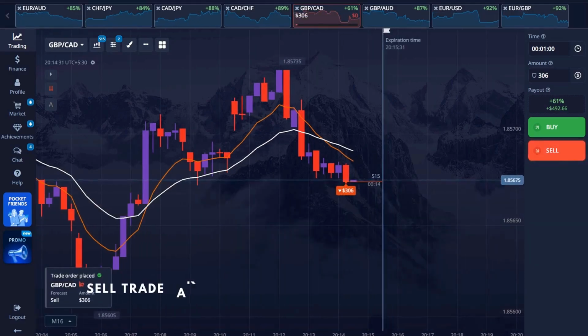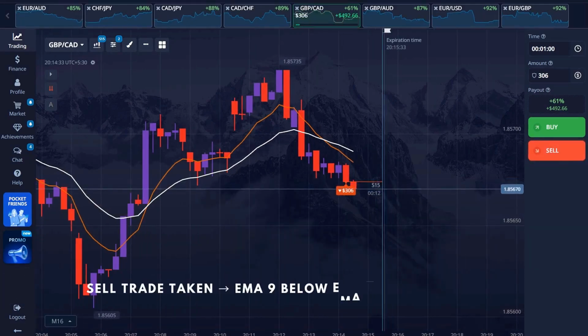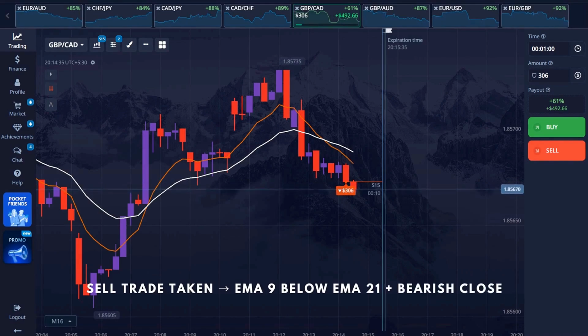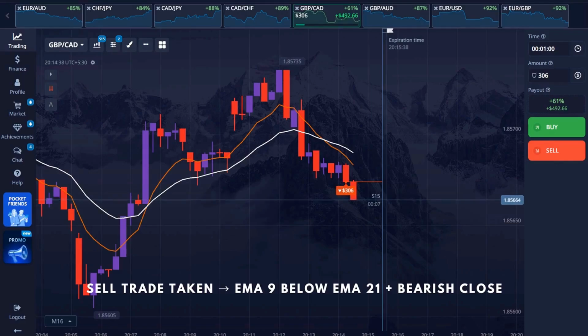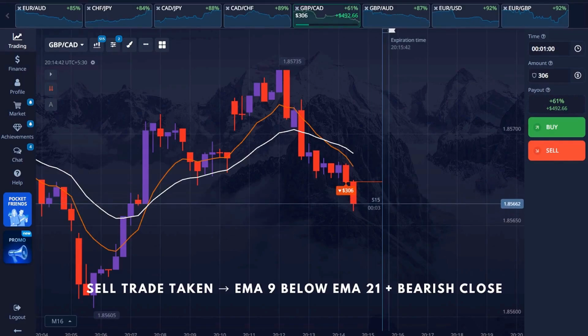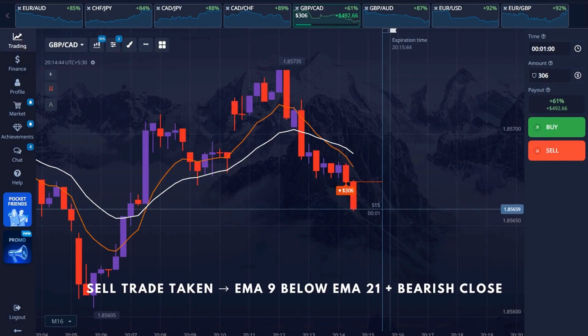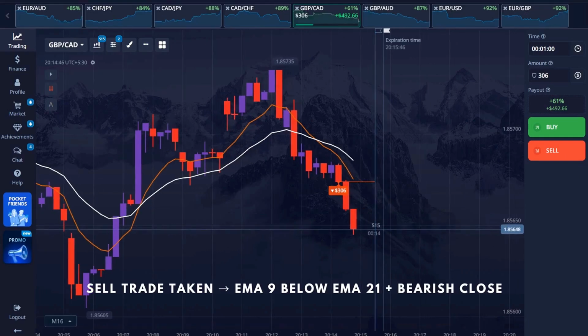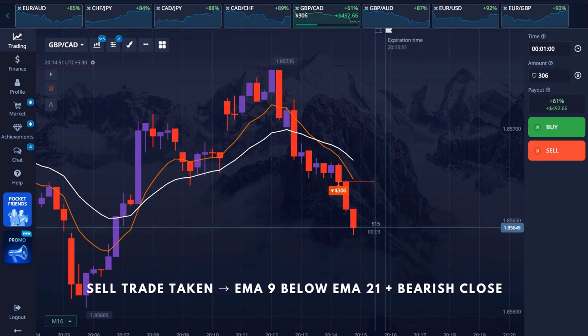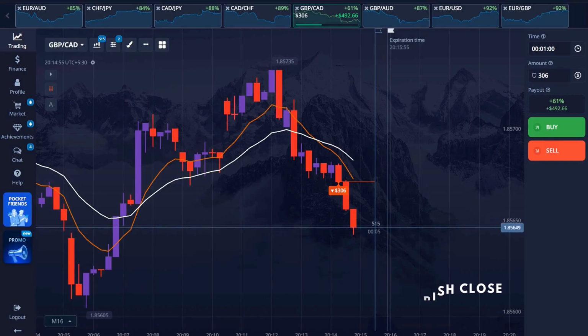Alright traders, here's a live example. Notice what's happening right here. The EMA 9 has crossed below the EMA 21. Not only that, but this candle has also closed bearish, giving us a clear sell signal based on our rules. So I've entered a sell trade with a 1-minute expiry. Remember, this is exactly the kind of setup we wait for. EMA crossover confirmation plus a bearish candle close.